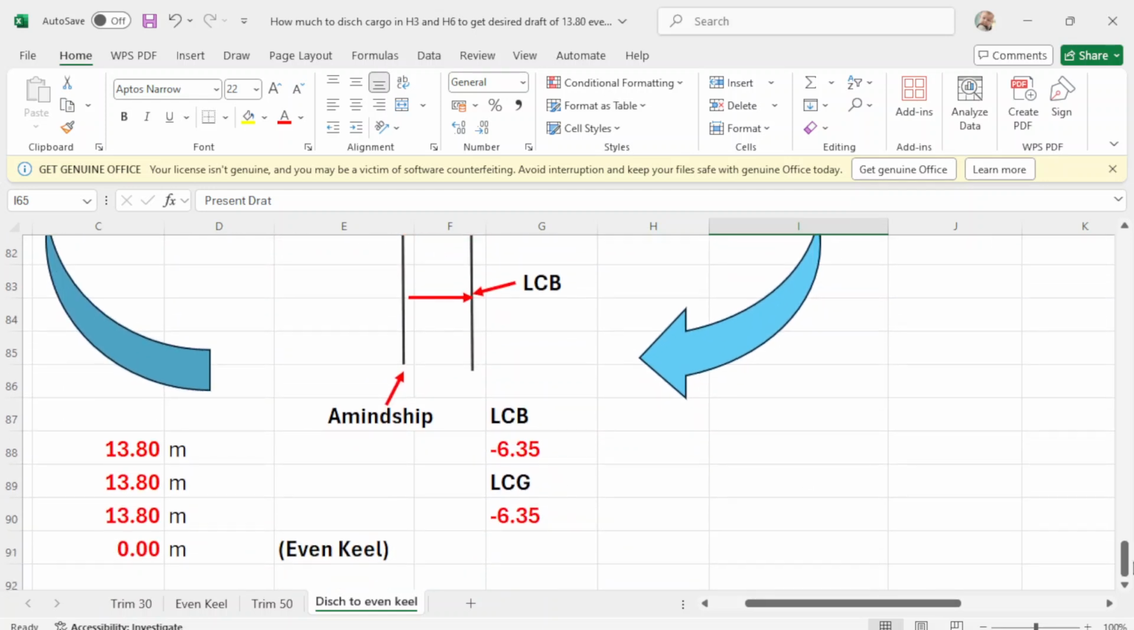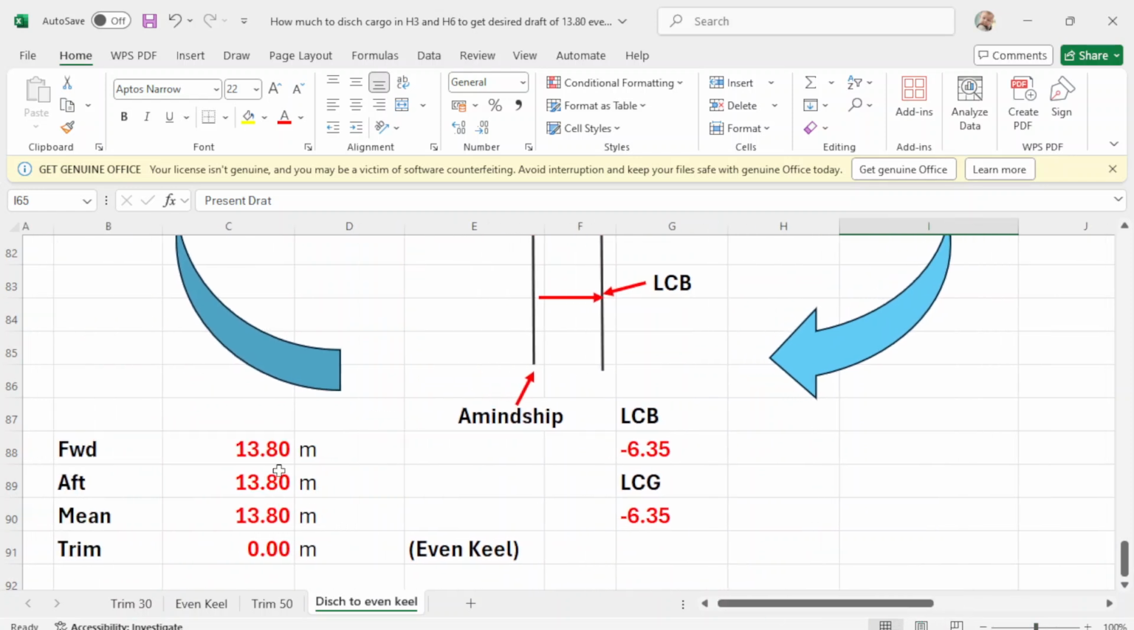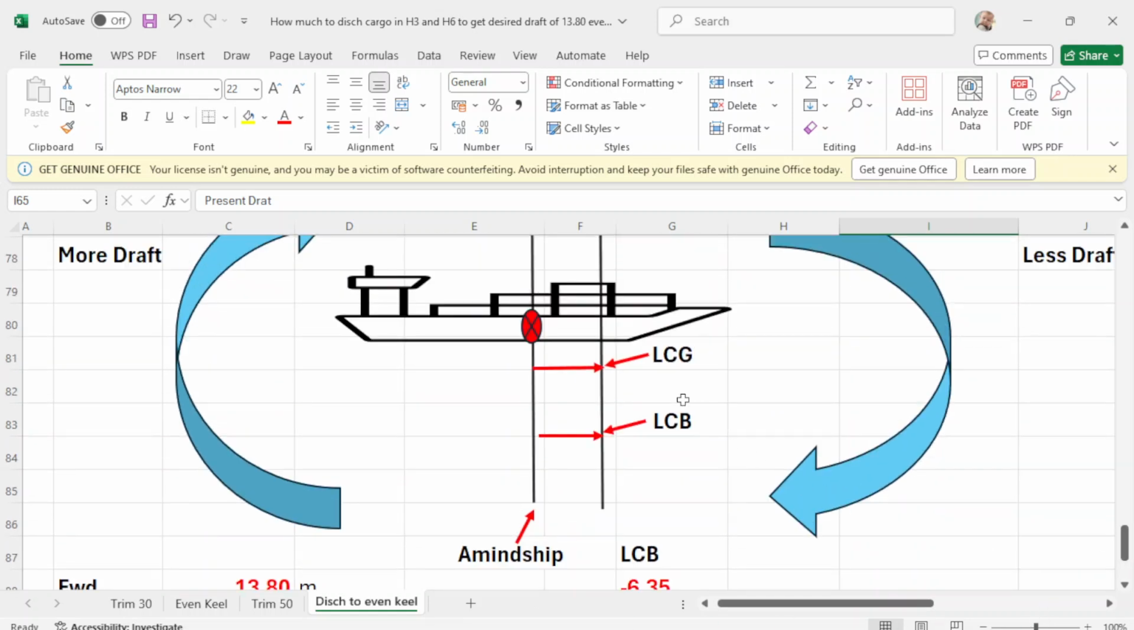Okay, that's why your forward drop is 13.80, up drop is 13.80, mean drop is 13.80. You have trim 0, that you're in an even keel condition, and your LCB and LCG are in the same vertical line. Okay, so that's why you have an even keel.